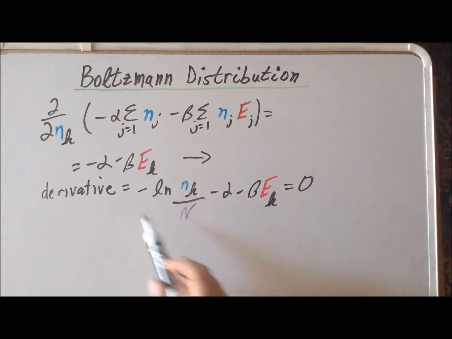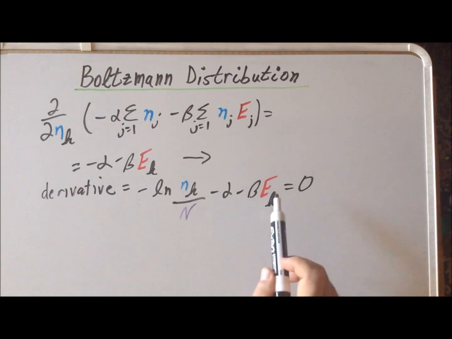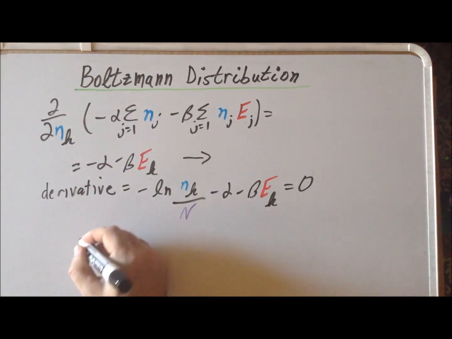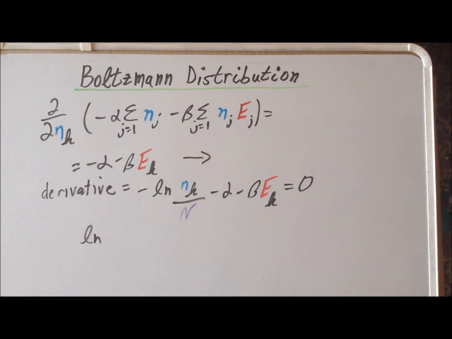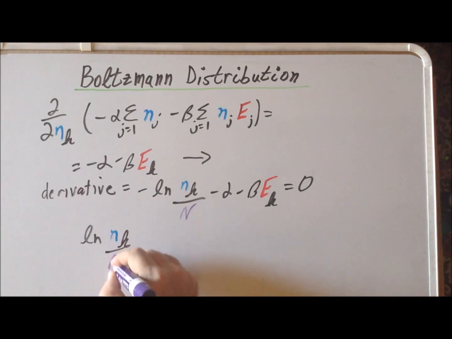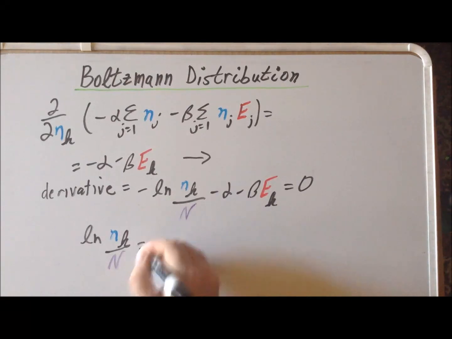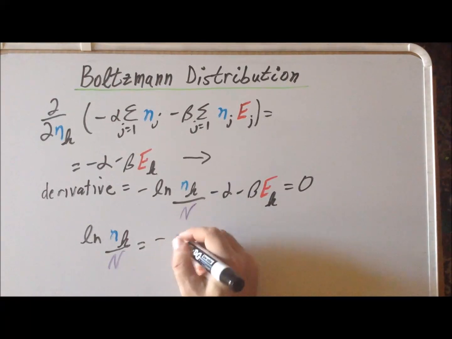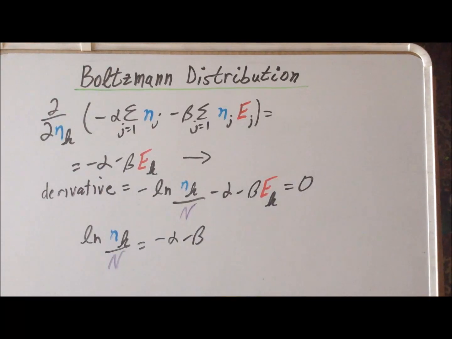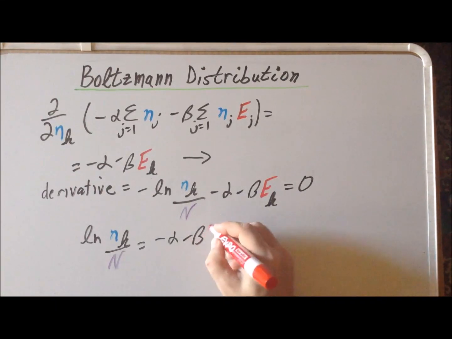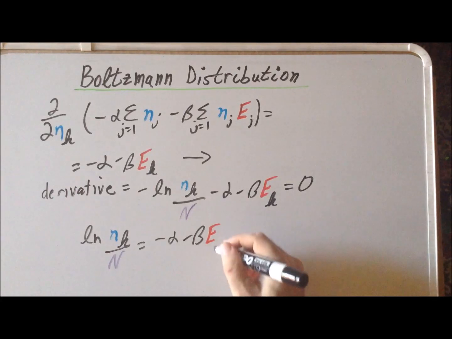So let's multiply this expression by minus 1, because minus 1 times 0 still gives us 0, and then add a minus alpha and minus beta e sub k to each side. So that's going to give us the natural log of n sub k divided by big N is equal to minus alpha minus beta times the energy sub k.